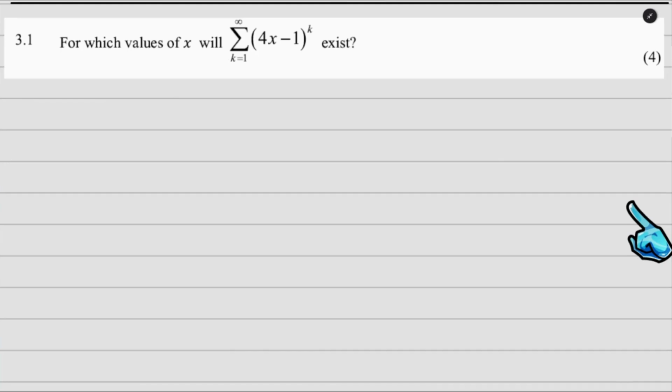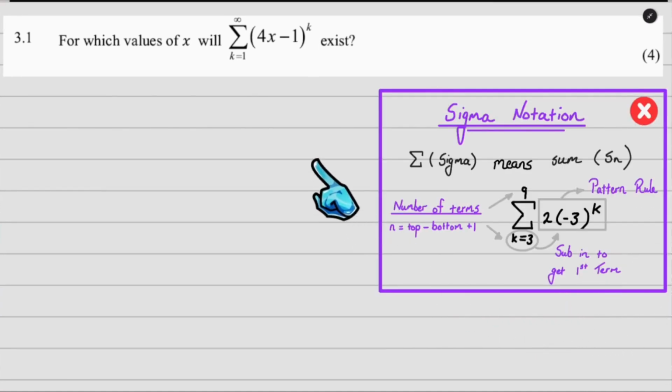Question 3 drops a bit of a sigma notation on our lap. So let's analyze the sigma notation. Alright, so this sigma over here has an infinity up there, which means it can be a converging pattern depending on the values of x. And that's what they're actually asking here. For which values of x will this thing exist, or will this thing converge?